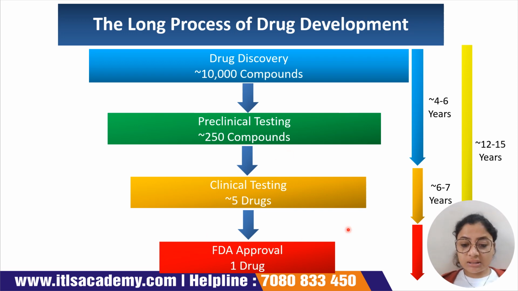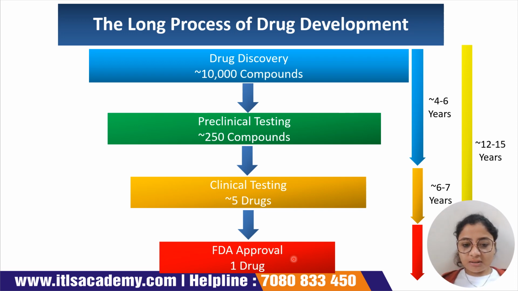Then we will go for clinical testing, where we will finally be testing with about 5 drugs, like 5 drugs which we have already finalized, that okay, these are the perfect components for our drug, okay. And then finally we will go with the FDA approval, that is Food and Drugs Administration. They will be giving us approval for the one drug which will be showing the maximum number of positive results in the clinical testing part, okay.